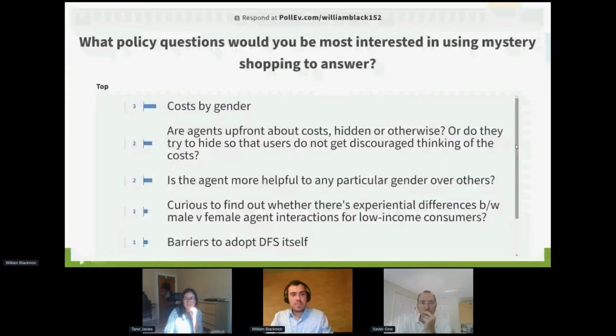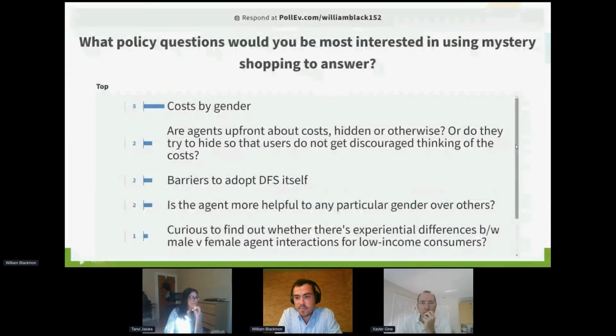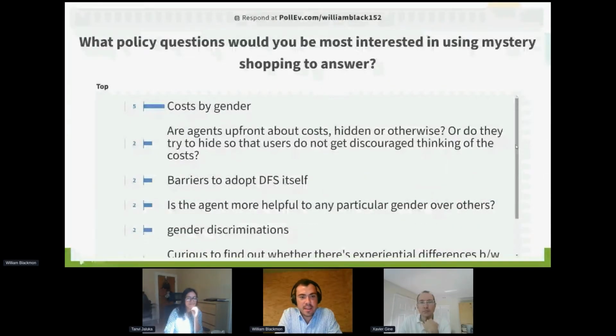So as people are entering, I see a few trends here already. So I'll just note those. I think gender is coming up as the most voted issue here that our audience members are interested in. Costs by gender. I also see gender discrimination has a few votes.